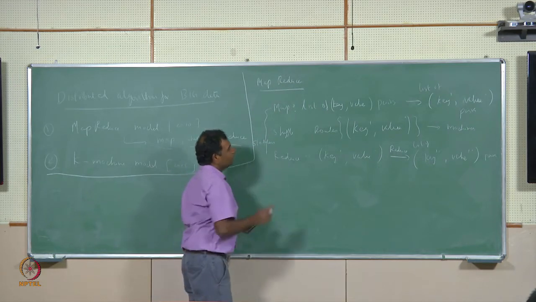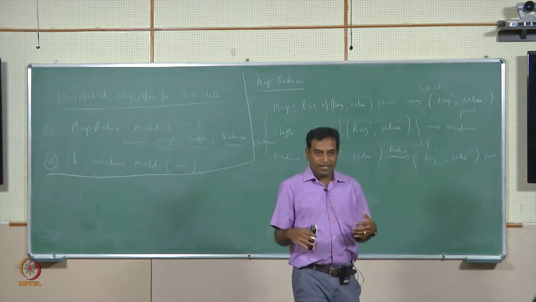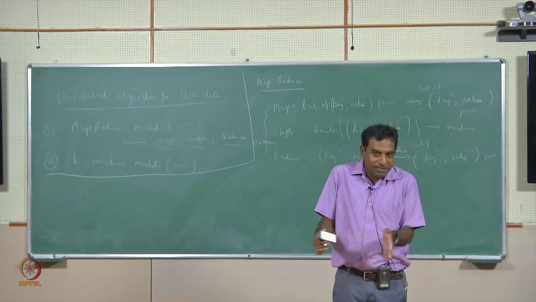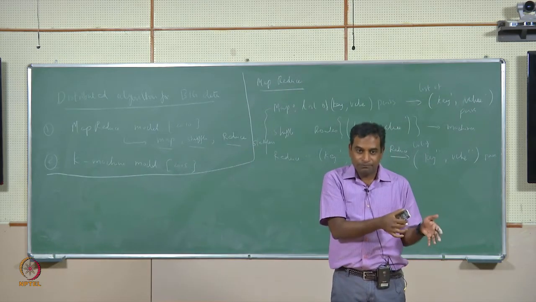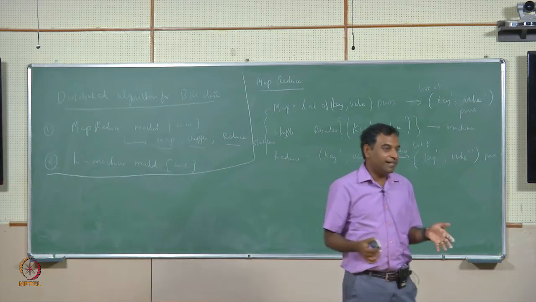What do you mean stateless? Every time I'm getting a list of key value pairs and just operating on that. Map machines don't remember what happened previously. Okay, so what is the big advantage of being stateless?